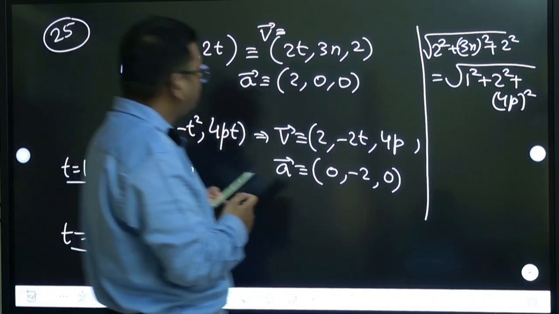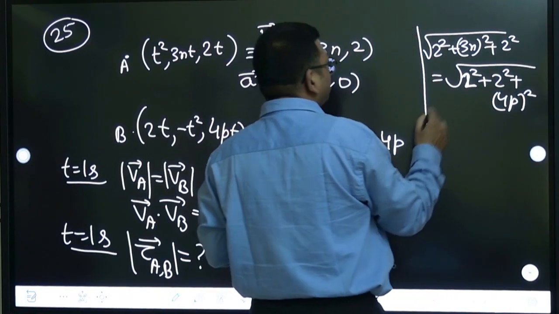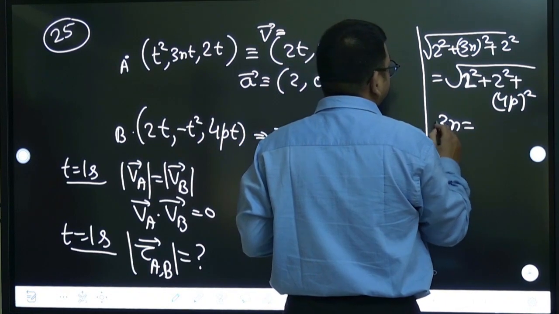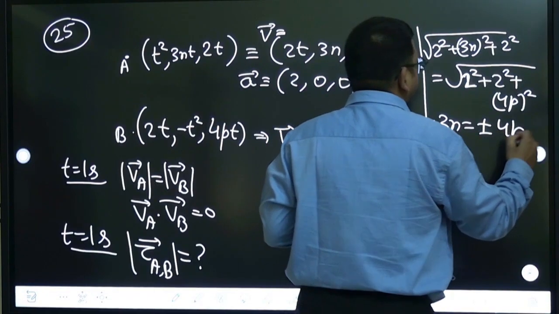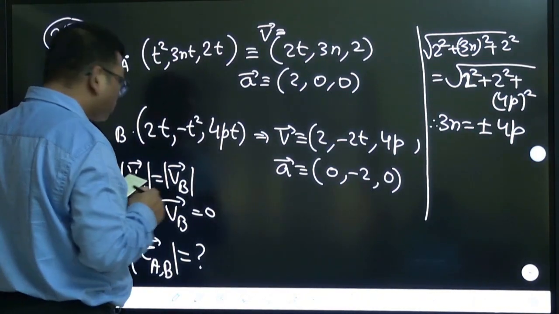Now you check that. I think this is 2 square. This is also 2 square. So from here 2 square get cancelled. Then you can say 3n is equal to plus minus 4p. Okay, after this what to do?